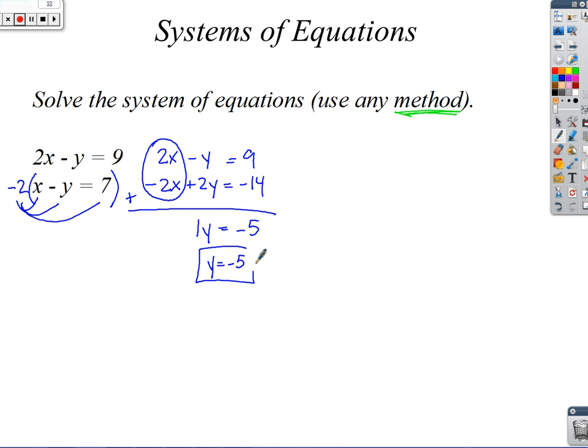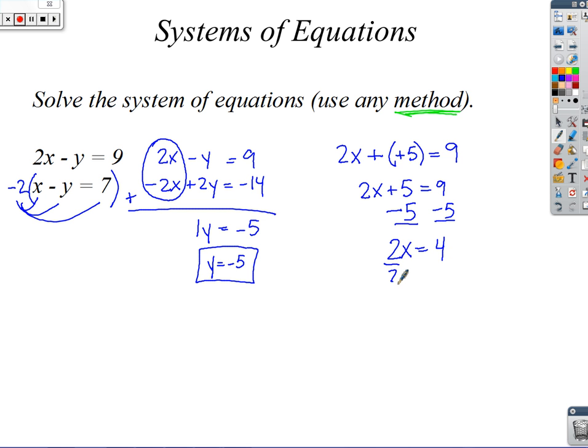Once I have solved for one of those variables, I take it and substitute it back into the original equation and solve for the second variable. So 2x minus negative 5, don't forget it's a minus a negative, equals 9. Minus a negative is equivalent to adding, so 2x plus 5 equals 9. And then I would just want to solve this equation for x. So 2x equals 4, divide by 2, x equals 2.